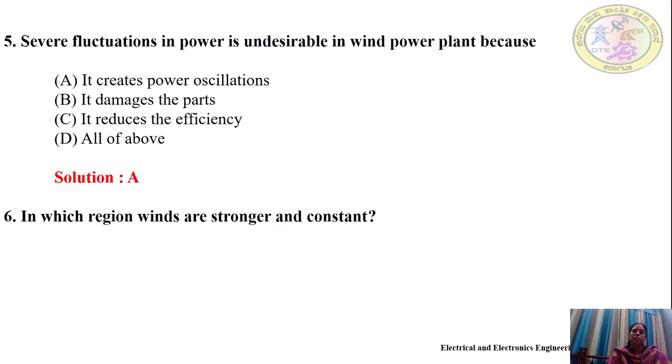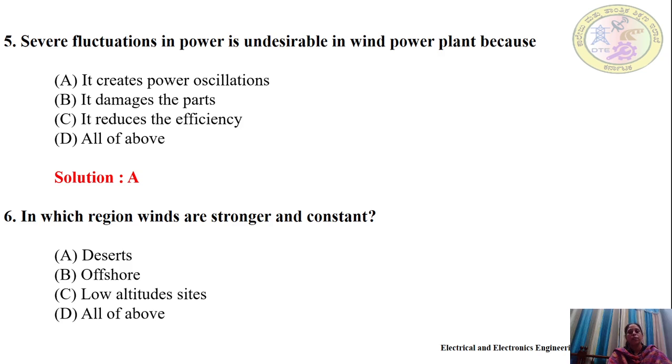In which region are winds stronger and constant? Deserts, offshore, low altitude sites, all of the above. Among these, wind power plant installation is concentrated more offshore, so that in this region the winds are stronger and constant. Answer is solution B.